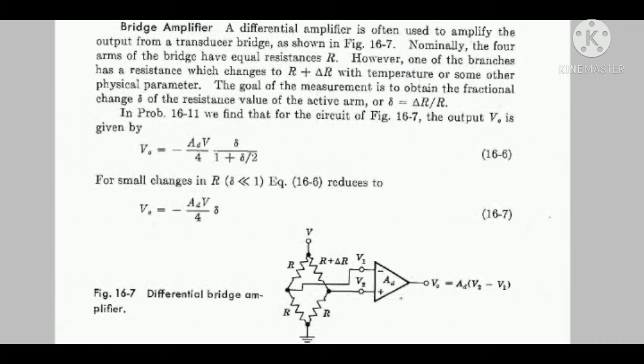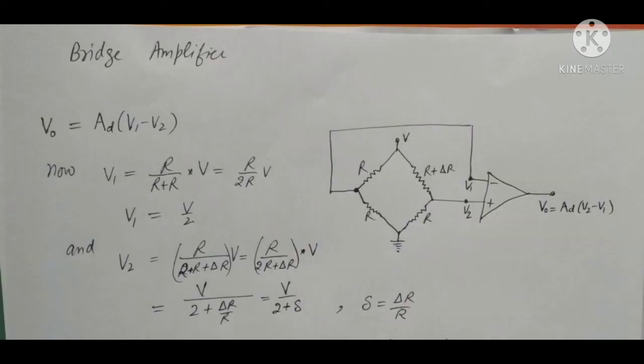output V0 equal to minus AD into V by 4 into delta divided by 1 plus delta by 2. In this, delta is the fractional change, that is equal to delta R by R, and AD is the differential gain as we have earlier studied. So let us see how this output has been derived.